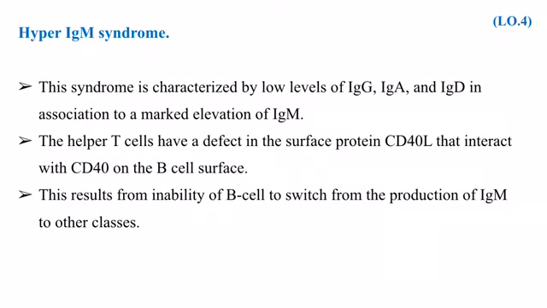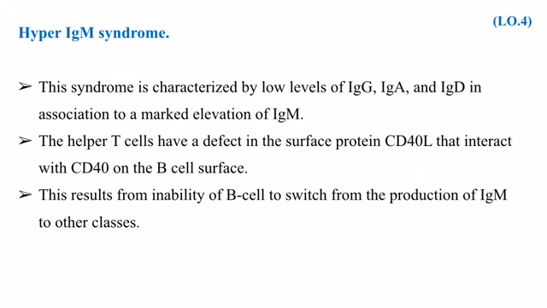But since the helper T cell has a defect in that surface protein, CD40 ligand, there will be no activation or stimulation of the B cells. This results from the inability of B cells to switch from the production of IgM to other classes. So the class switching here can be defective.